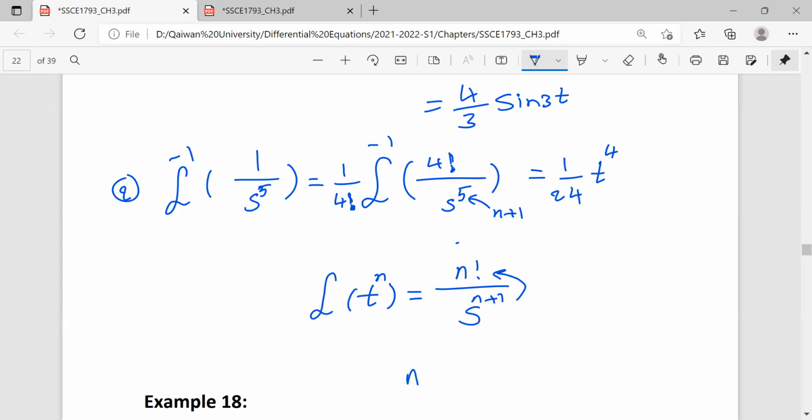N factorial is n times n minus 1 times n minus 2 up to 1. So 4 factorial is 4 times 3 times 2 times 1. That's 24. That's why it's 1 over 24.